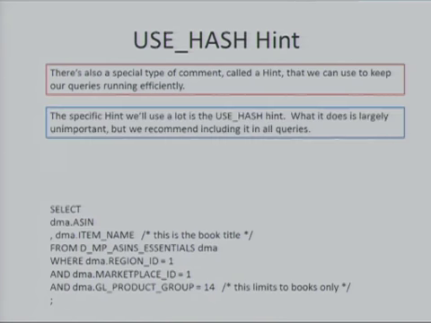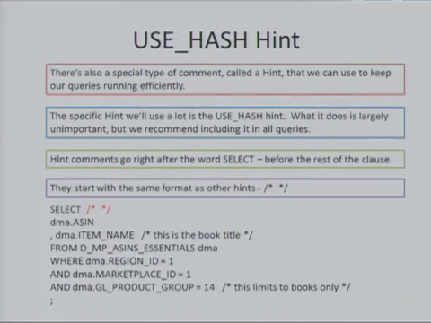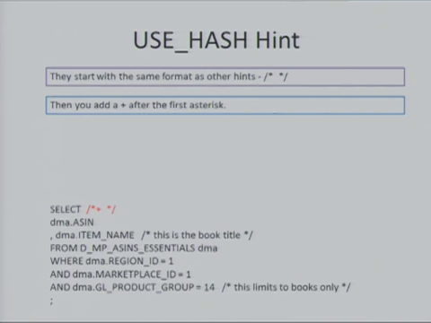Sorry about that. So the one that we're going to talk about, there are other ones, but the one that I use in pretty much every select statement I build is the use hash hint. They go right after the word select in your query and before everything else, before you start doing columns. It starts just like any other comment, slash asterisk, and an asterisk slash encloses it. But the way Oracle knows that there's something important in there is you add a plus after the first asterisk. Then it knows, okay, this isn't just a comment, this is a hint.